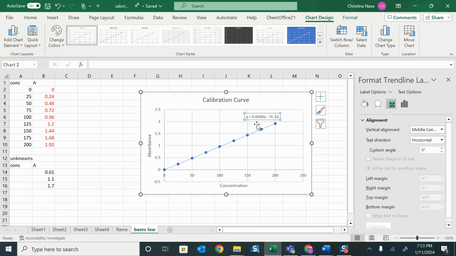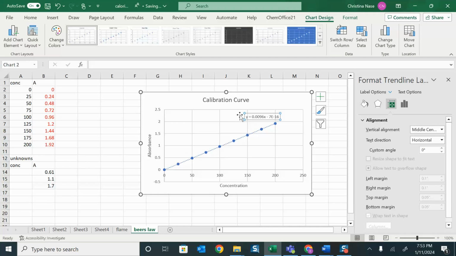And if we look at that, this is our slope, the 0.0096. So y equals mx plus b. This is our slope. That's the constant that we were looking for. Our intercept is basically 0. It's 7 times 10 to the negative 16. That's 0. That is what it is.